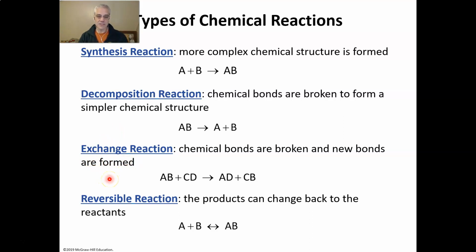Another thing that's all over the place in physiology is an exchange reaction. You start off with this compound, AB, and you add CD. And in this particular example, B comes away from A, but is replaced by D. And so the D moves over to the A, the B moves over to the C. So now you have AD plus CB. Right? So chemical bonds are broken, but new bonds are formed. That's an exchange reaction. And then the last type here is reversible reaction, right? A plus B can go to AB, or it can come back into A plus B depending on circumstances.